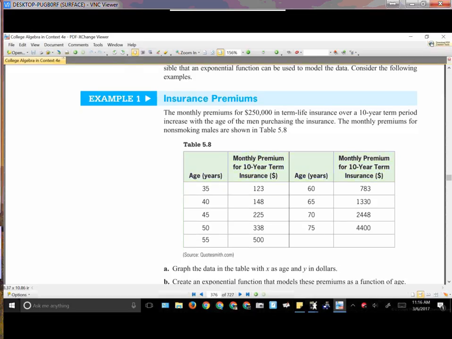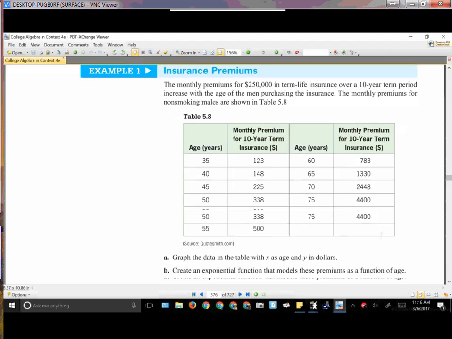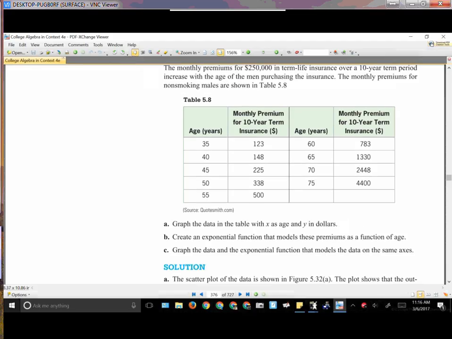Now, when we're looking at this, they want us to graph the data out. With monthly payments of this, we got this. Okay, graph the data in the table with X as the age and Y as dollars. Now, they want us to create an exponential function that models these premiums as a function of age.